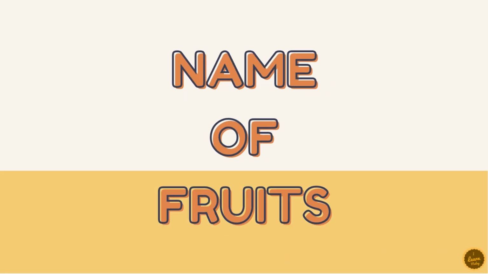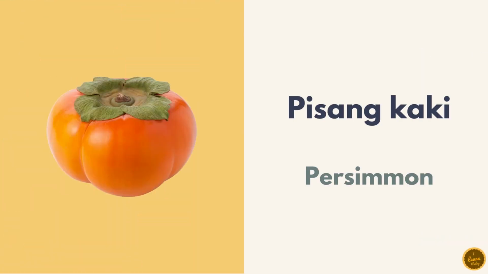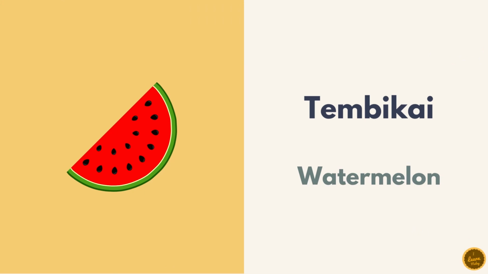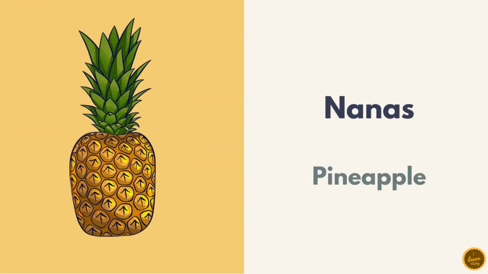Now let's see the name of the fruits in Malay. Pisang, banana. Pisang kaki, persimmon. Tembikai, watermelon. Tembikai susu, honeydew. Nanas, pineapple.